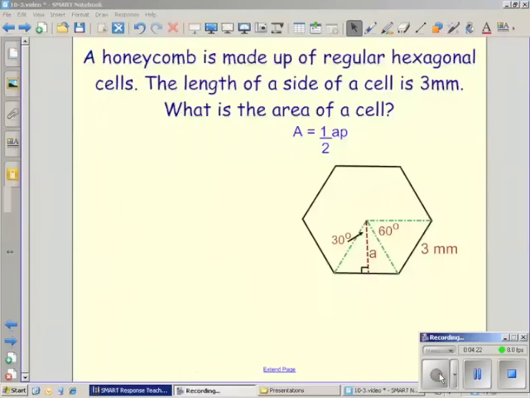A honeycomb is made up of regular hexagonal cells. The length of a side of a cell is 3 millimeters. What is the area of a cell? Well, here's a figure of this cell. So the first step we have to do is to find the apothem.